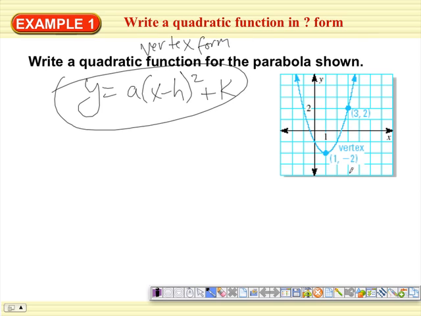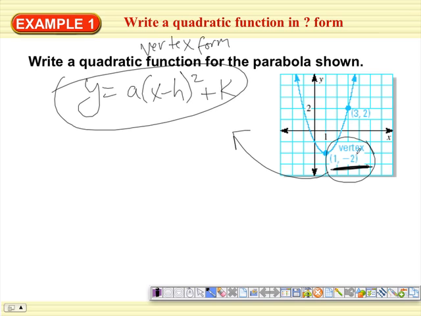Okay, why are we going to use that? Because they told me the vertex. If you use standard form, I don't want it. Now, since we have this form, how do you think we come up with the equation based on what we're given right here? Show me. Put the vertex in here. We're going to have to find a because this does not give me a.